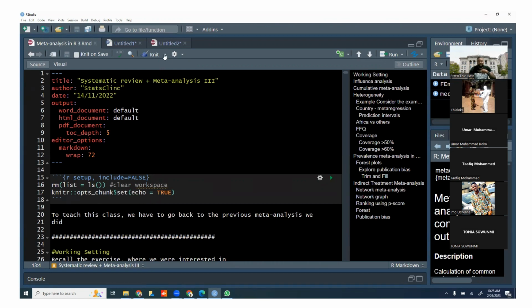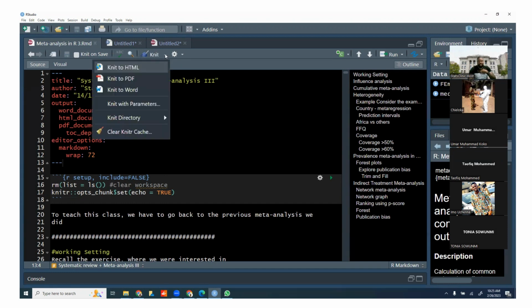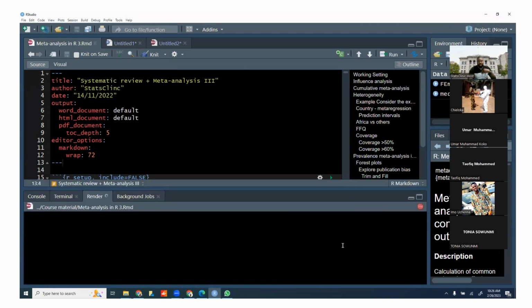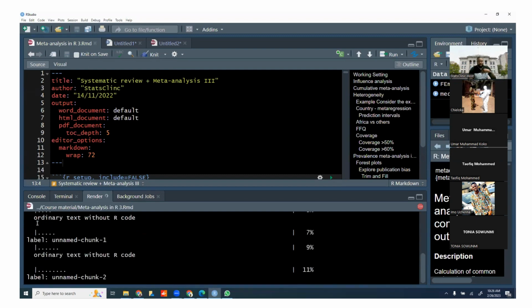But if it's not present when you open it, it should be there. If that's not the case, then you need to check maybe something during the installation or maybe the settings. But if you have it showing like this, then you just need to click this downward arrow and choose where you want to knit it to. I typically knit to Word because then I can edit it however I like. So if you knit to Word, you will see that in your console here in this interface, it's showing exactly what's going on.